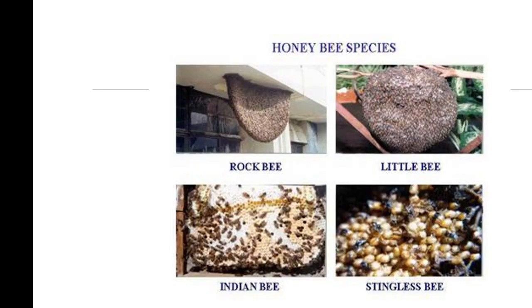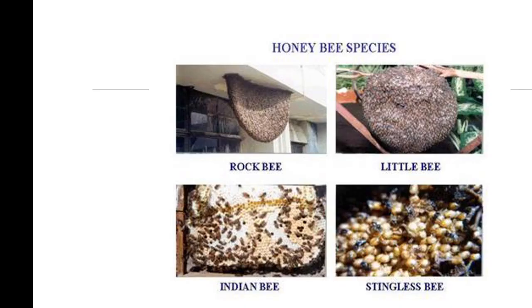Apiculture means culturing or rearing of honeybees. These are the different types of honeybees which are available in India. So this is the meaning of the word apiculture. We have rock bee in India, little bee in India, then Indian bees, and the stingless bee. These are the four common types of honeybees present in the Indian subcontinent. We will have a glimpse of these different species of honeybee.